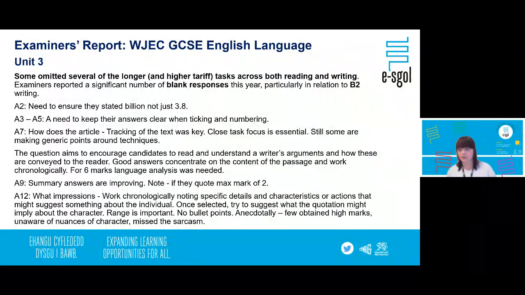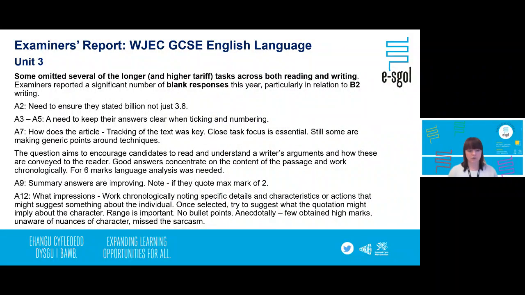A7 was the how does question this year. So how does the article? And what we found was that the tracking of the text was key. So similarly to how the vast majority of you would approach your extract questions with your literature paper, the tracking is what you need to look at, then the close task focus is essential.